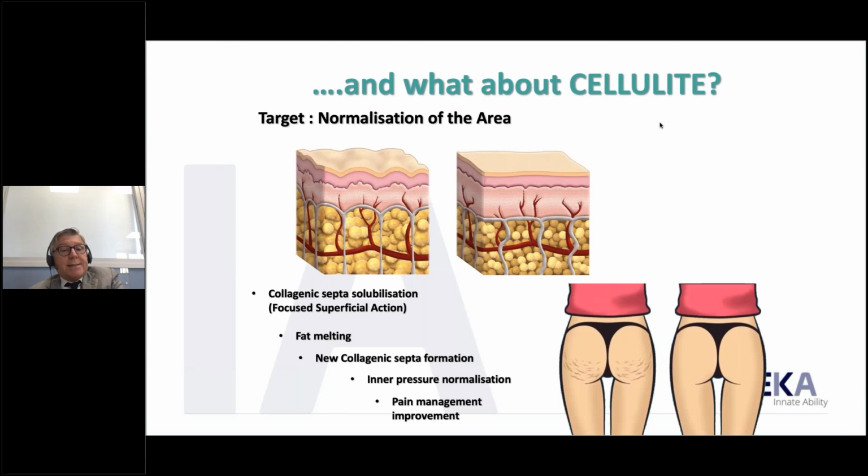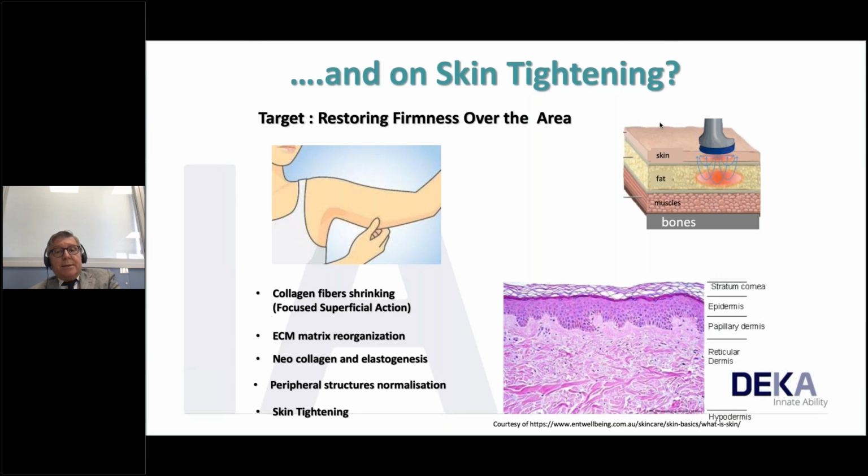There is collagenic septa solubilization, a sort of fat melting due to the elimination of the droplets and the phagocytosis by macrophages, new collagenic septa formation, inner pressure normalization, and pain management improvement. But what about the skin? The skin is tighter. There is firmer skin.